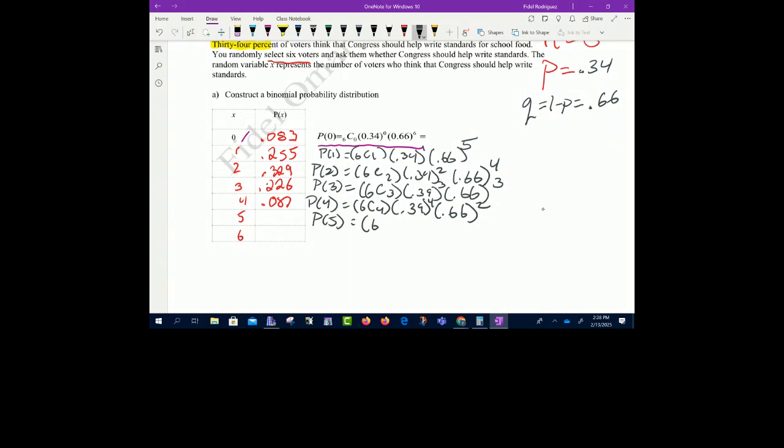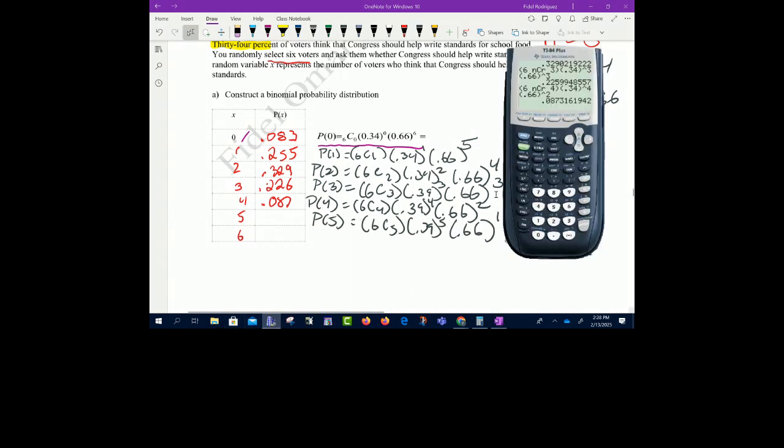So now we have 6 choose 5. 0.34 to the fifth. 0.66 to the 1. Okay. All righty. And let me scroll back again, y'all. Let's put a 5 right there. Let's put a 5 over here. And let's drop a 1 right there. Okay, so 0.018.